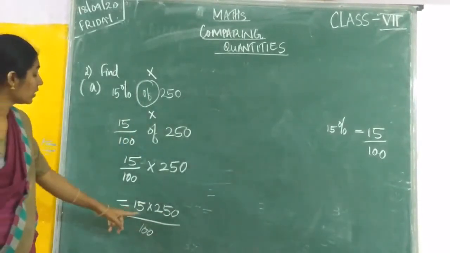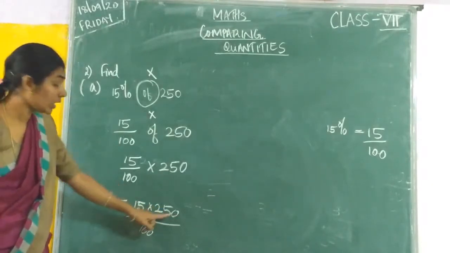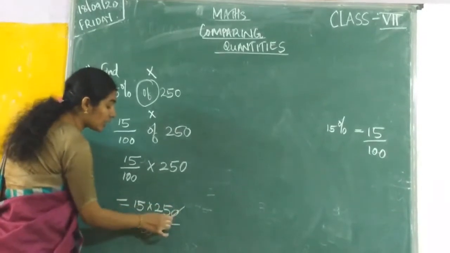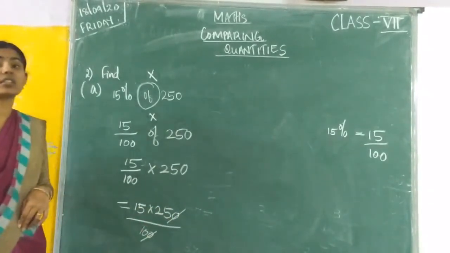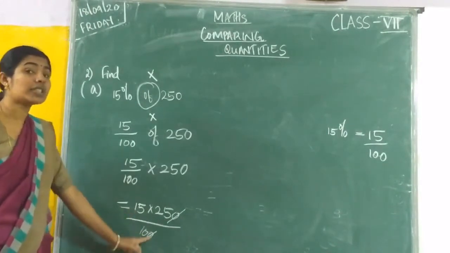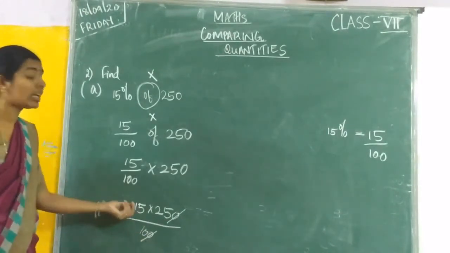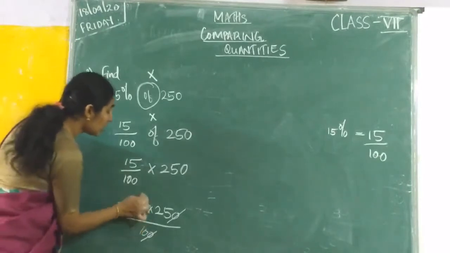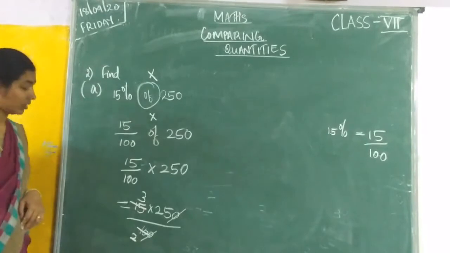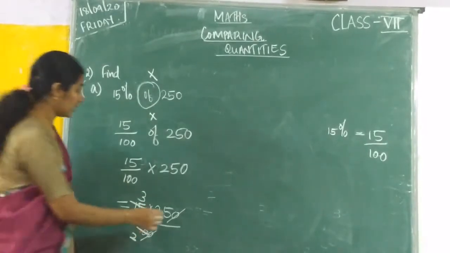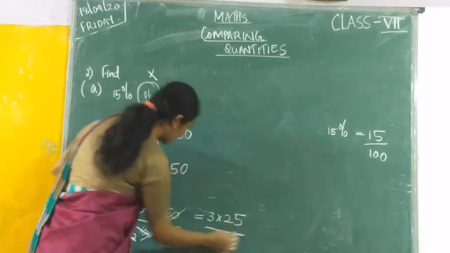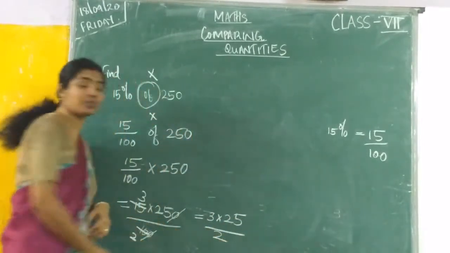See here, 250 and 100 both have the same number of zeros, so you can cancel. Here one zero, here also one zero, you can cancel. You will see 15 and 10 both are in the same table. Which table? 5 table. 5 threes are 15. 5 twos are 10. Now what will you get? 3 multiplied by 25 divided by 2.